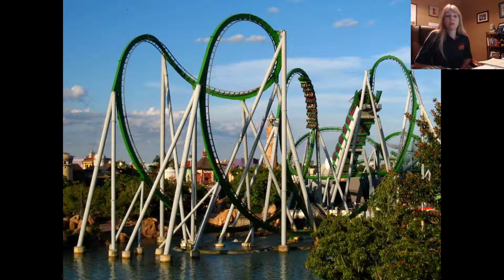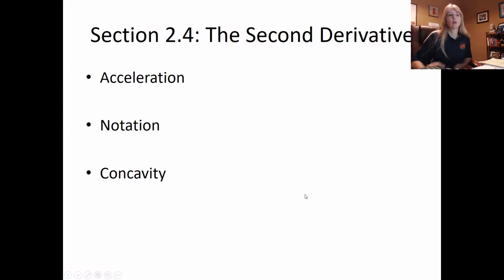Okay, so all of this talk about derivatives, we're going to actually talk about second derivatives. So the first derivative is velocity, speed. The second derivative is acceleration, and that's kind of why you saw the roller coaster. If you're on the roller coaster, the speed that you're going is the first derivative. As it speeds up or slows down, that's the second derivative.